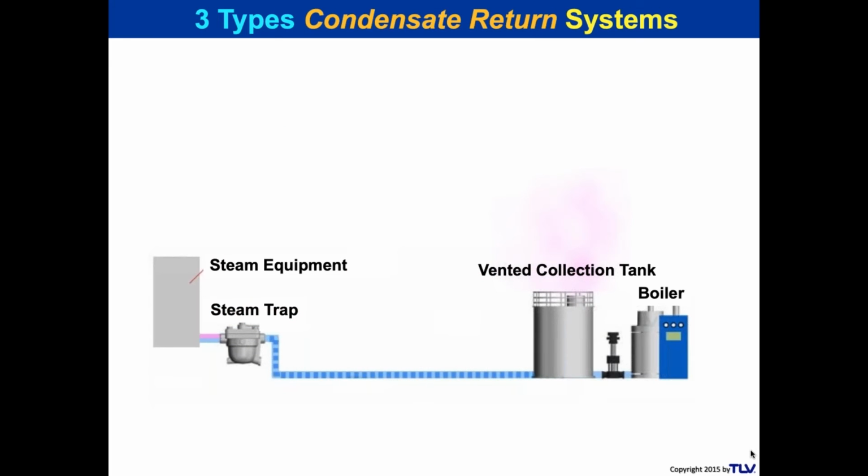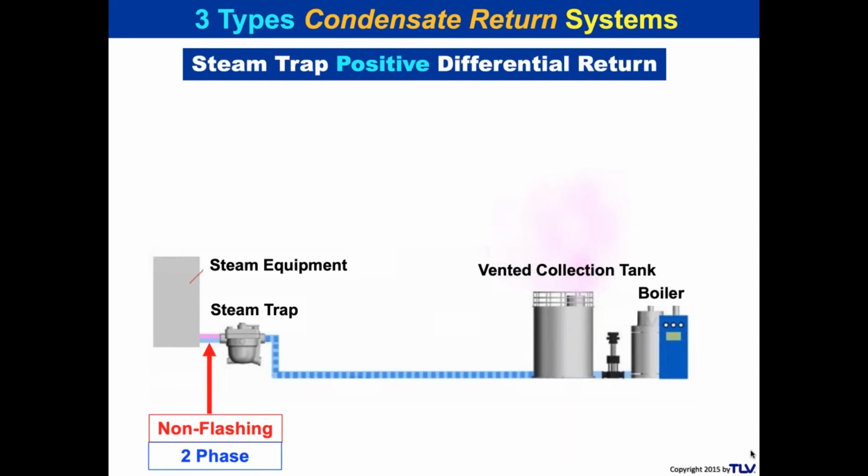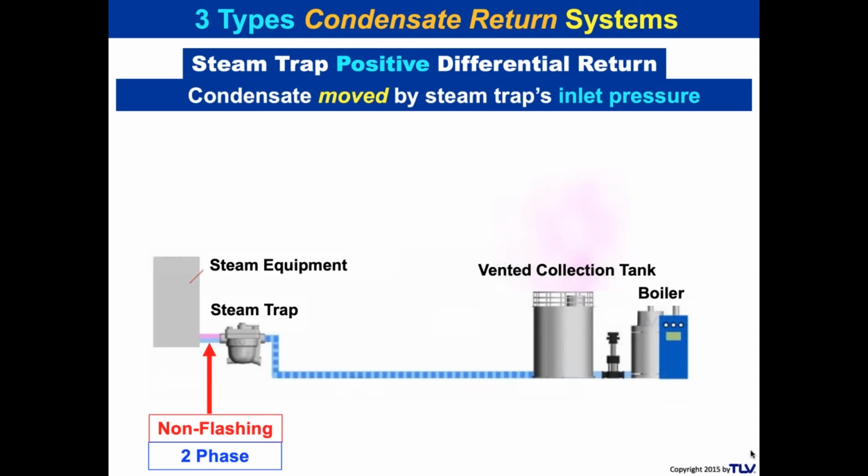Let's take a look at what that looks like. Simple graphic, there's a non-flashing part. It's condensate that exits the equipment. It goes to the steam trap. It's non-flashing, but it is two-phase. It's condensate in a liquid form and also steam. The trap traps the steam, and then it's going to discharge condensate downstream, but that'll be high temperature condensate, so it'll be flashing. It'll have liquid phase and it'll also have a vapor phase of the flash steam.